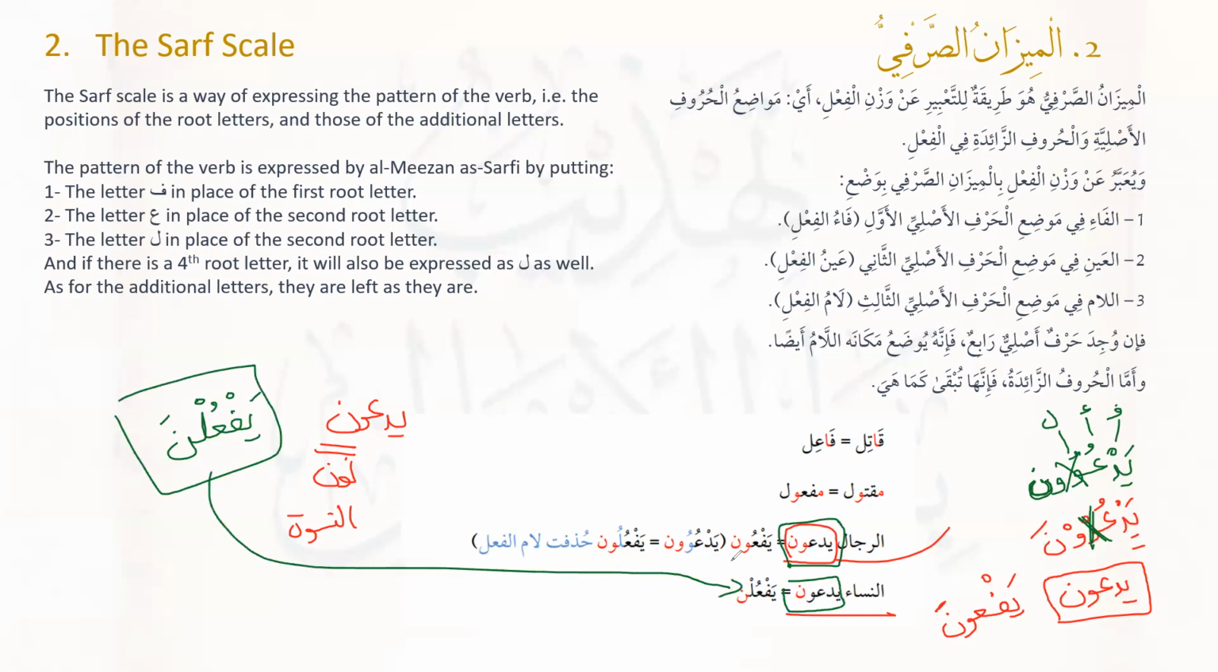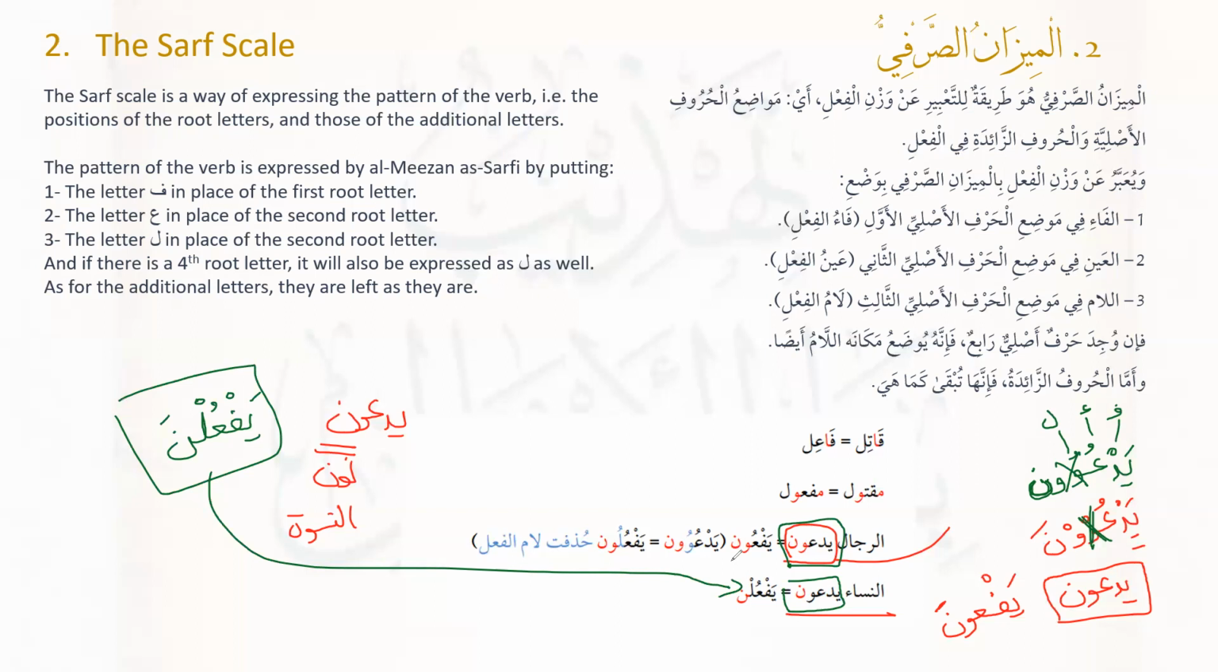The point that I want to teach you here is not what the origin of yad'una for rijal is and what the origin of yad'una for nisa is. The point is that in al-Meezan as-Sarfi, we express the root letters the way they are in the fi'l, by replacing them with fa, ayn, and lam. If one of the root letters happens to be not mentioned, then we will not mention the corresponding fa, ayn, or lam in accordance with it. And the additional letters remain the way they are.